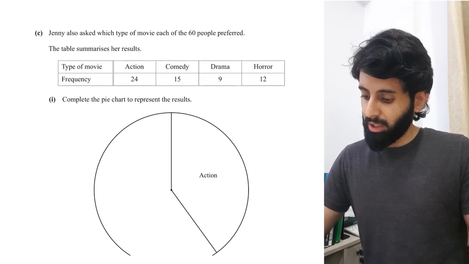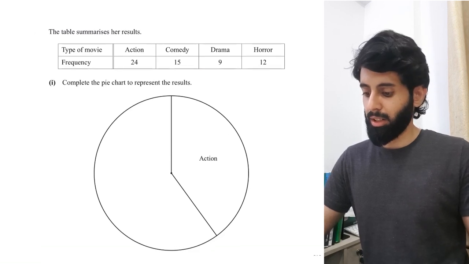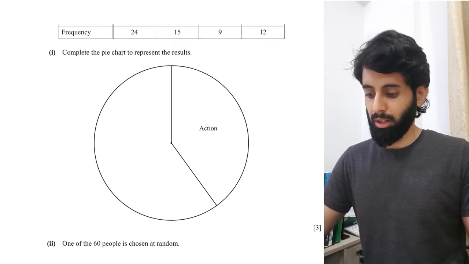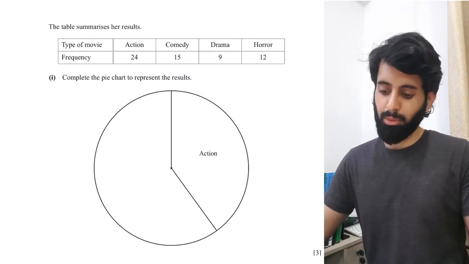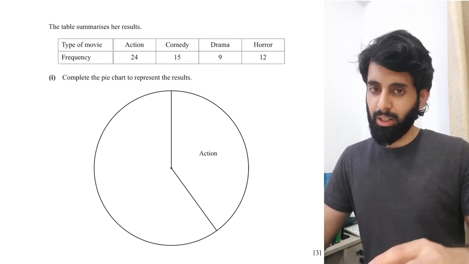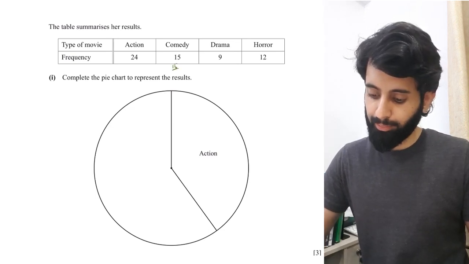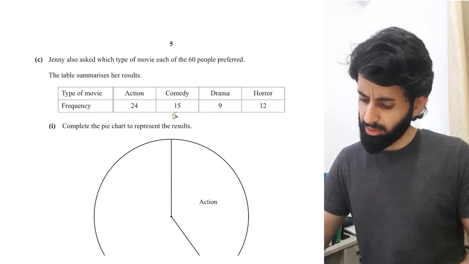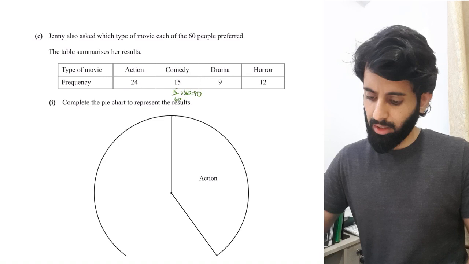Okay, so here's part C, which says Jenny also asked which type of movie each of the 60 people preferred. The table summarizes her result. Complete the pie chart to represent the results. The action part has already been done for us. So if I want to figure out the angle that comedy is going to take, here's what I'm going to do: 15 divided by the total, which I think was 60. Yeah, 60. I'm going to multiply it by 360, so that's going to be 90 degrees.